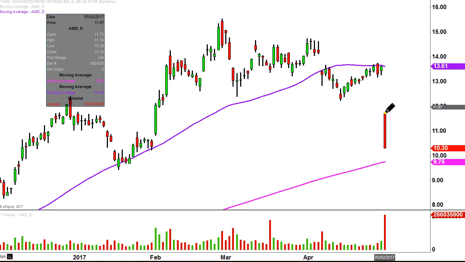Not only did it gap down, but even after that gap down, the bears just kept gnawing on it for essentially the entire day as it closed down at the low of the day.